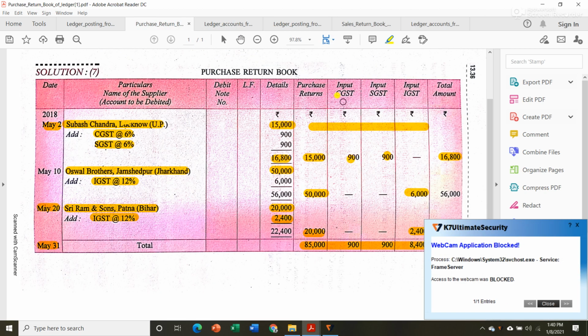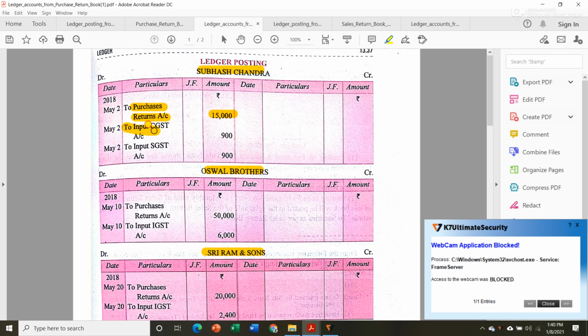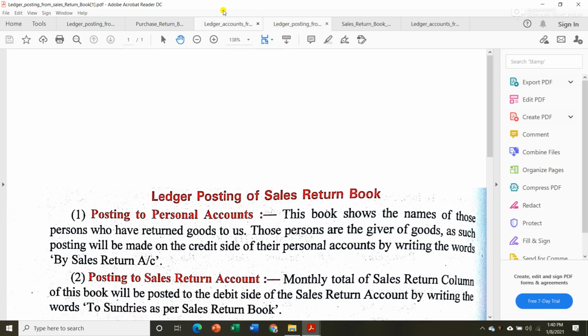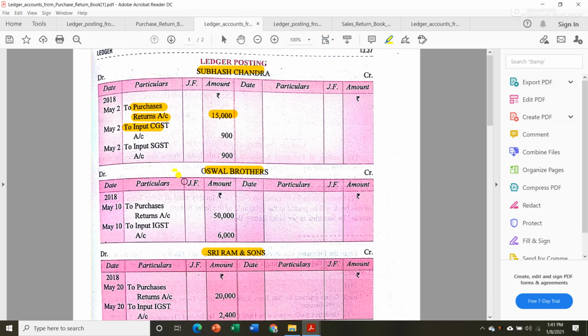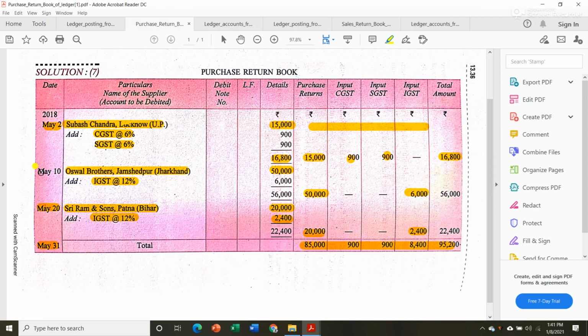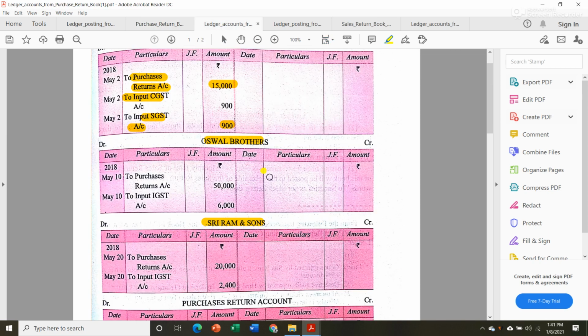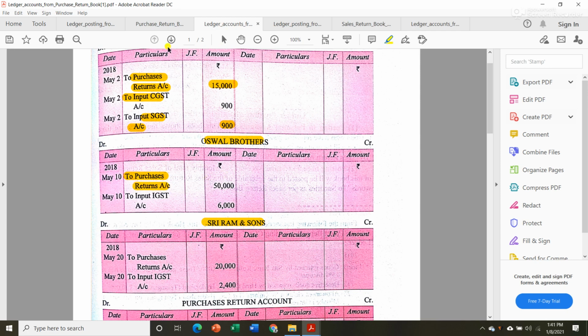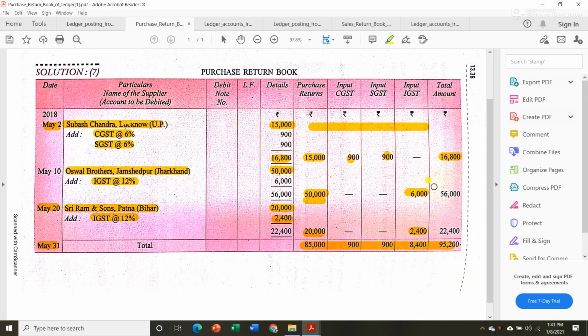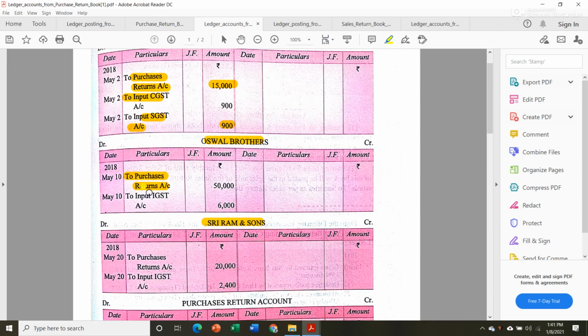Then second amount we have in input CGST column, so we will write to input CGST 900. Then third amount we have in input SGST, so we will write in debit side to input SGST 900. Finish. Then next party we have Oswal Brothers, so in Oswal Brothers we will write first amount we have in purchase returns column, so we will write to purchase returns account 50,000. Then next amount we have in input IGST 6,000, so we will write to input IGST account 6,000.